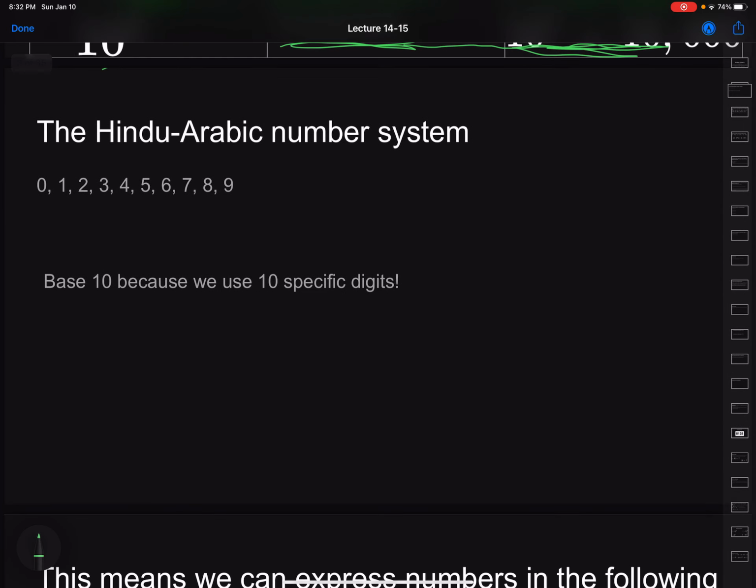So we live in the world of the Hindu-Arabic number system. We are base 10, where we have 10 digits, 0 to 9. But why is that important? We only have a base 10 number system because of reasons like us having 10 fingers. It's easy to count. If you have 10 fingers, it's easy to count in a 10-digit number system.